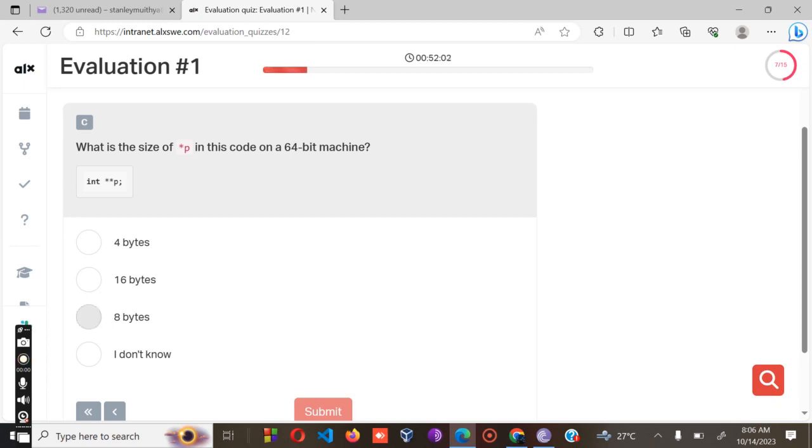What is the size of P in this code on a 64 machine? So the other one was on the architecture, where this one is on a machine. So we have the int, the P, and the answer is supposed to be 8 bits.